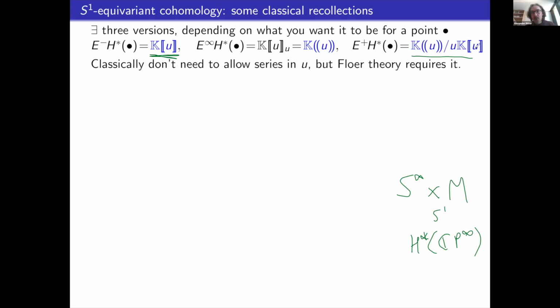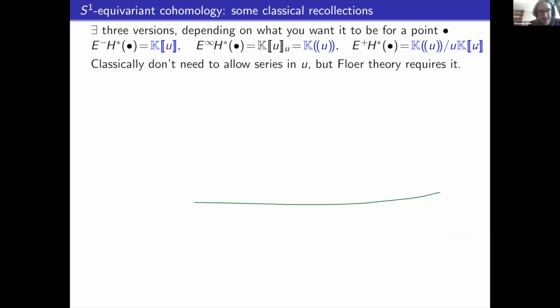So I'm allowing series in U, and I'm actually doing Laurent series in U. Classically, you don't need to do this, but in the Floer theory, you do need to do this because you're counting moduli spaces in Floer theory where arbitrary high powers of U might arise. So that's why I've completed in U.